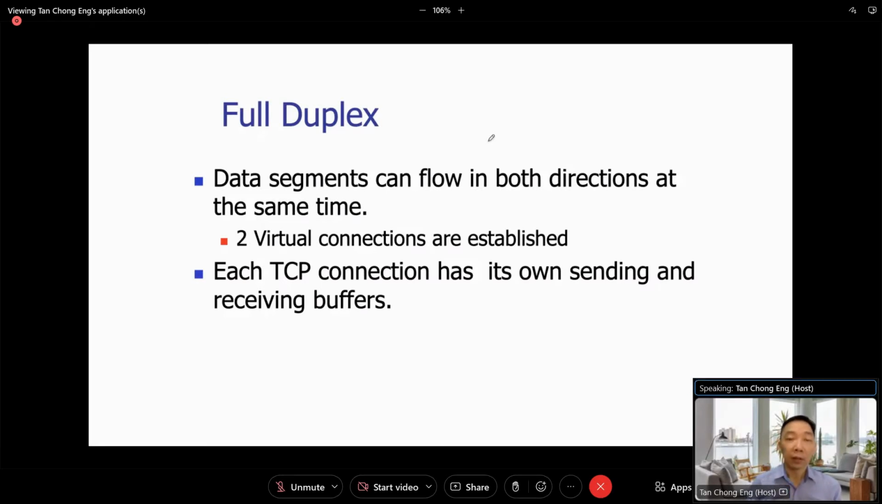Okay, so the data being broken down, we call them data segments. They can flow in both directions at the same time. And usually under the TCP protocol, two virtual connections are established. One is for sending, the other one is for receiving.